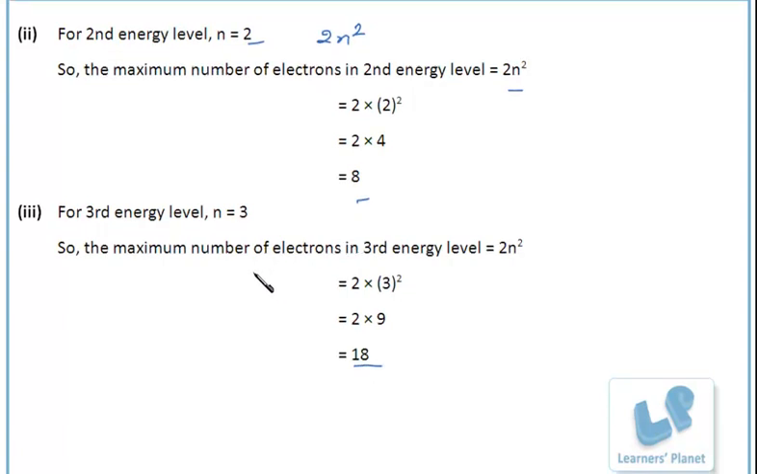So the electrons in different energy levels will be: the first energy level 2, then 8, then 18. Right? It can be more than 18 also. It can be 32 also. This is 32. So these are the maximum number of electrons which an energy level can accommodate. Let's write the electronic configuration of an element.